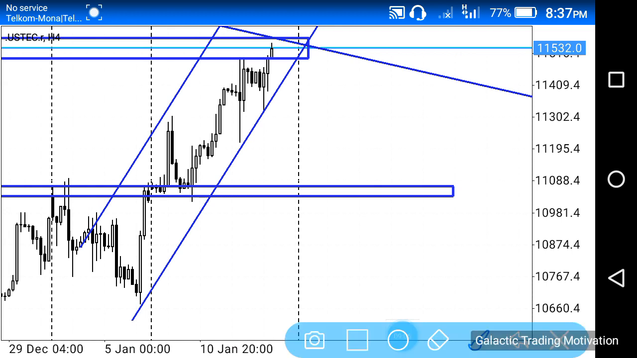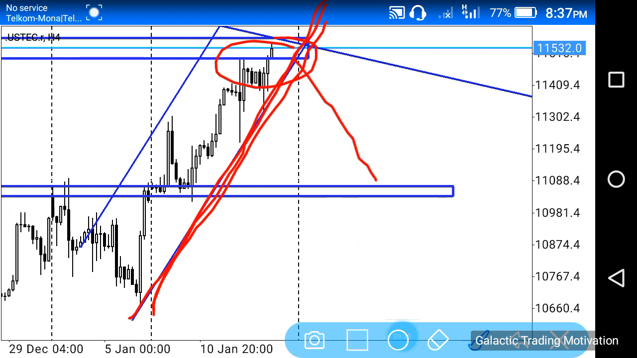But as I said, we should be looking for selling opportunities at this point, and the safe entry may actually be to wait for the market to close below this trend line. Then once it does so, then look for a potential selling opportunity to around this level over here, right?